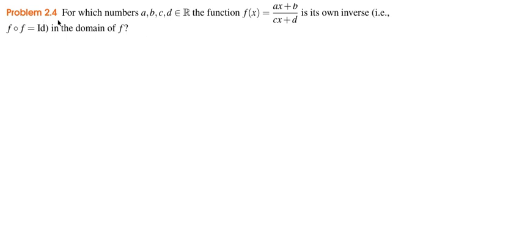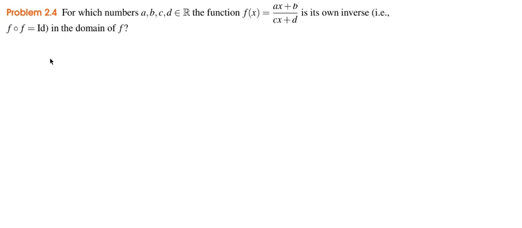Problem 2.4. For which real numbers a, b, c, d is the function f equal to ax plus b over cx plus d, a rational function, its own inverse? That is, f composed with f is the identity in the domain of f.